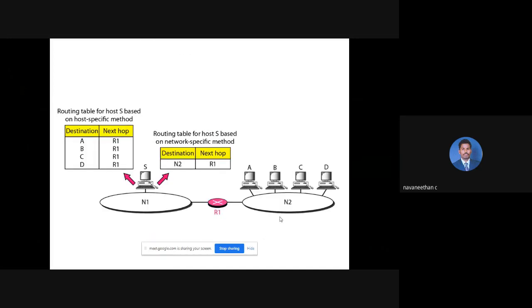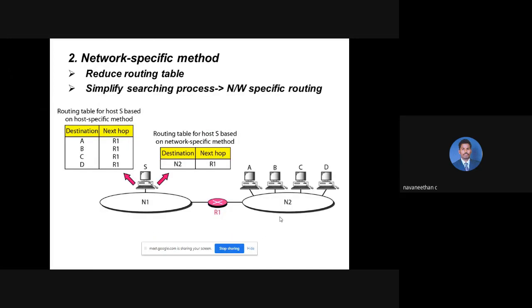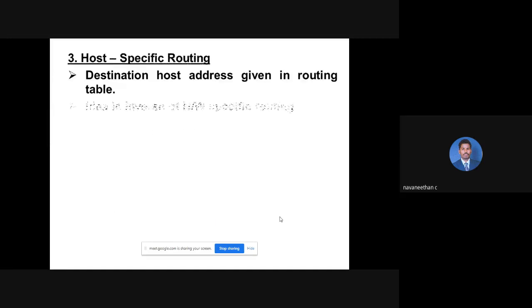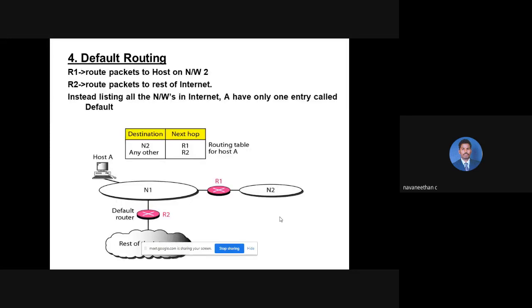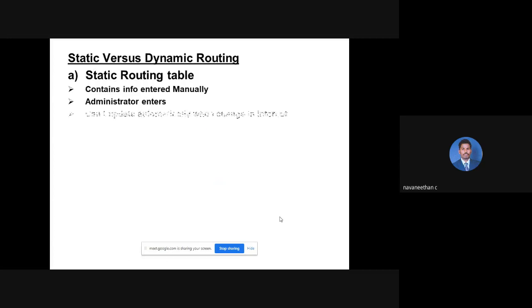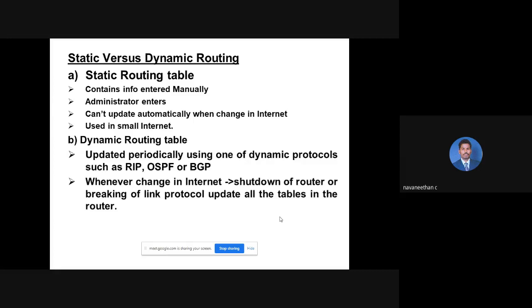This is called the next hop field. Next one is the network specific field, where you are specifying only the network. The third one is the host specific method, where you are specifying only the host. And the last one is the default route. With respect to default route, either you prefer R1 or R2 in order to reach the destination. Clear? And apart from that, you have to remember the difference between static and dynamic routing.